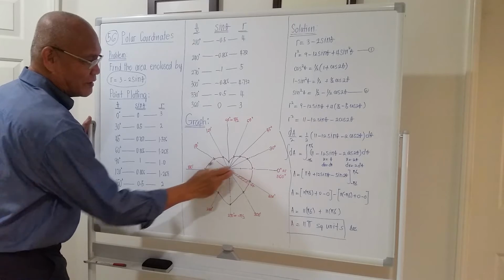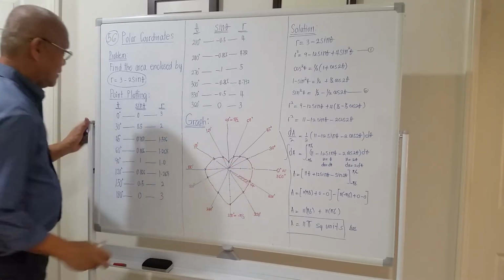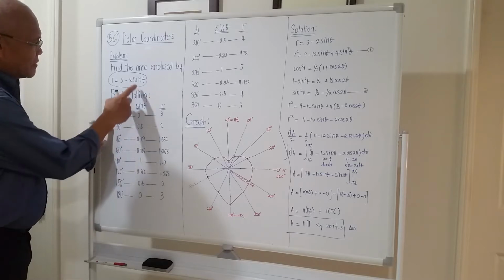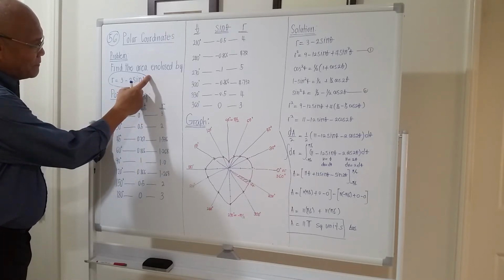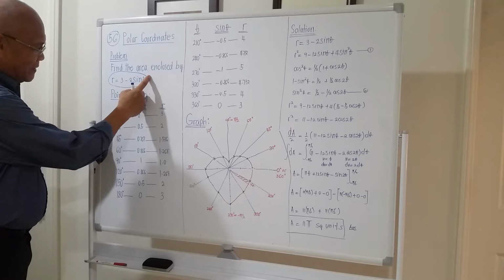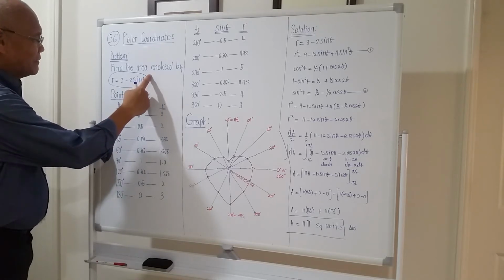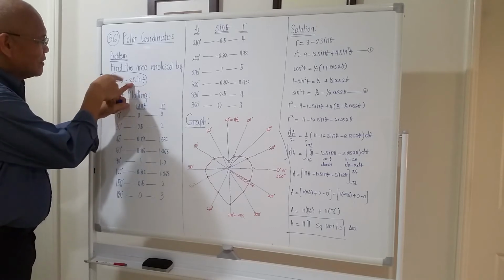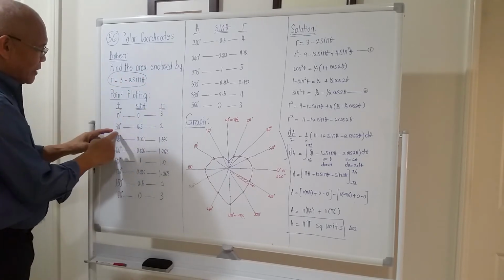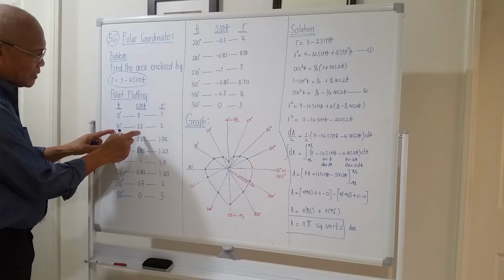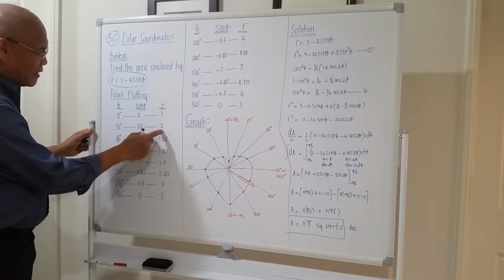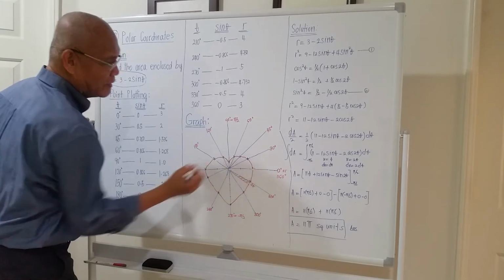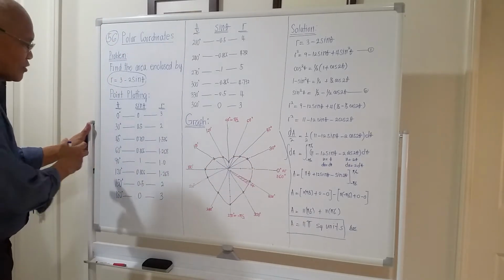At 0 degrees, the value of the radius is 3. At 30 degrees, sine of 30 will be 0.5. 2 times 0.5 will be 1. So 3 minus 1 will be 2. So when theta is 30 degrees, sine of theta will be 0.5, and the radius at that time is actually 2. It's here. Then so on.